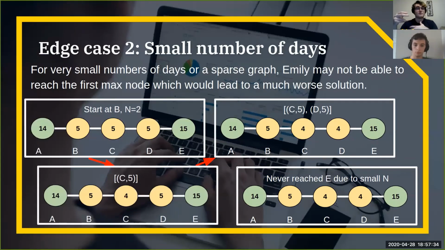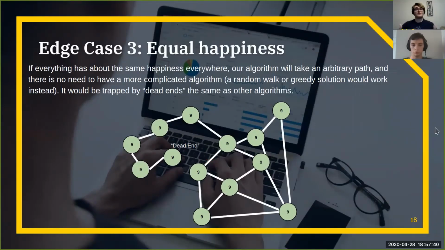Now, the third situation highlights a case where our algorithm doesn't perform any better. In edge case 3, all nodes have about the same happiness. And what this means is that we don't really have any peaks to go to. Our algorithm will basically take an arbitrary path or random walk, depending on your perspective, and it doesn't do any better than other algorithms. It gets trapped by the dead ends that you can see on the left side of the graph shown, and it doesn't avoid them, such as more complicated algorithms may be able to. And it doesn't have a massive speed increase or anything. And so it doesn't have any major pros to use in this type of graph.